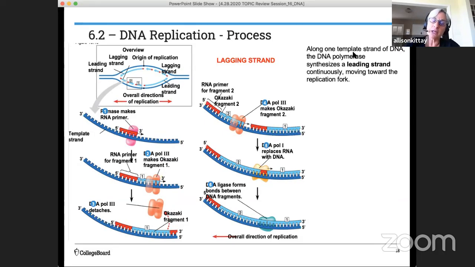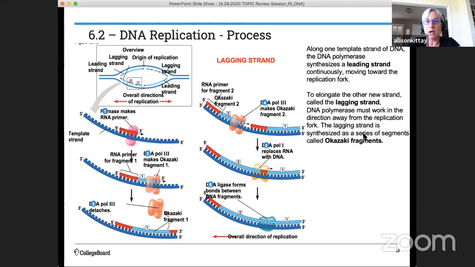Okay, so looking at how the lagging strand is actually put together, along one template strand of DNA, the DNA polymerase synthesizes a leading strand continuously, moving toward the replication fork. Okay, so that's what we talked about last time. Here it is, there's the fork, and here it is on the other strand, here's the fork. Okay, so to elongate the other strand, which we call the lagging strand, the DNA polymerase must work in a direction away from the replication fork. So can you see how it's moving away from the replication fork and toward the origin of replication?